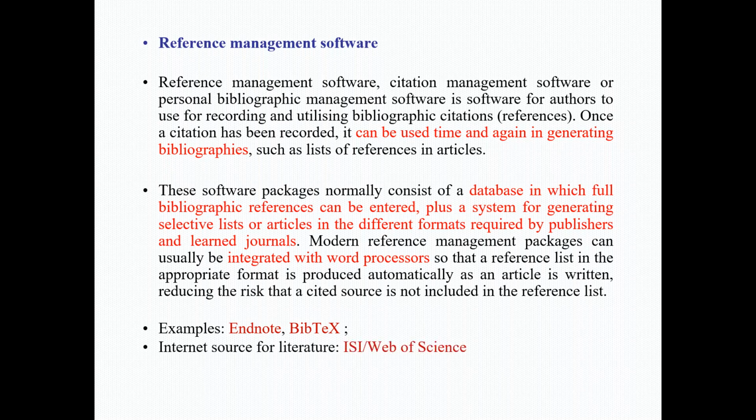But when it comes to internet sources for scientific literature, the most authentic is ISI or Web of Science. Here you can download and search for scientific literature because it's the most authentic. From there you can find the most authentic data relevant to the scientific literature.